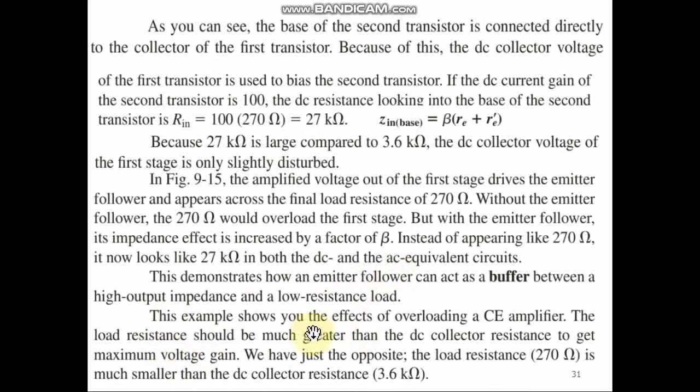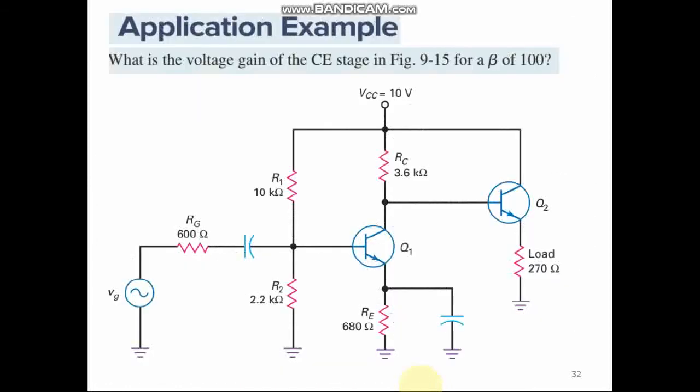The example shows you the effect of overloading a CE amplifier. The load resistance should be much greater than the DC collector resistance to get the maximum voltage gain. Here it is the opposite. The load resistance is much smaller than the DC collector resistance of 3.6 kilo ohm. Okay, let's see the example.